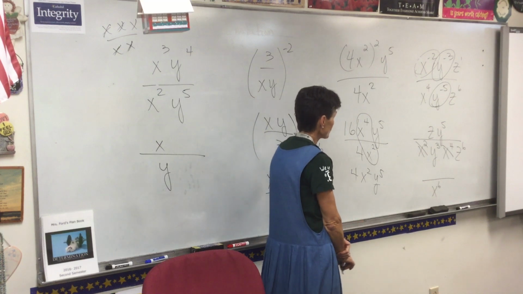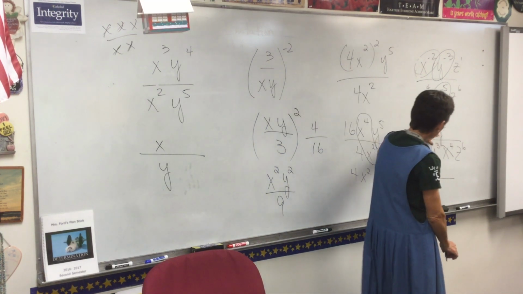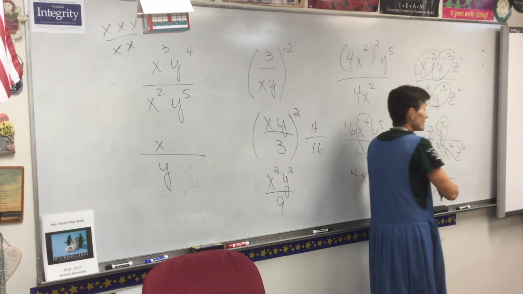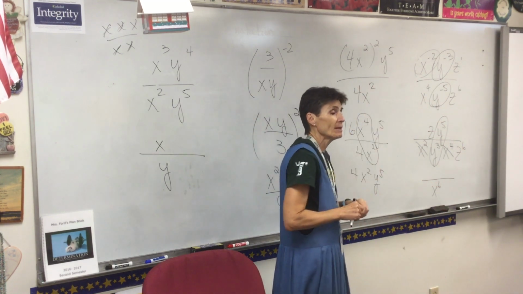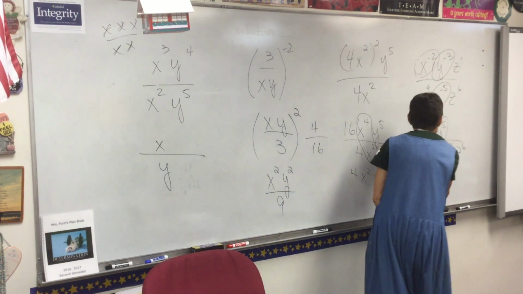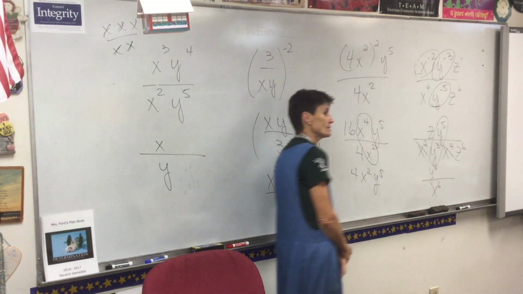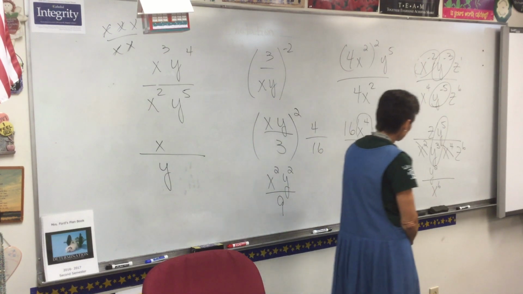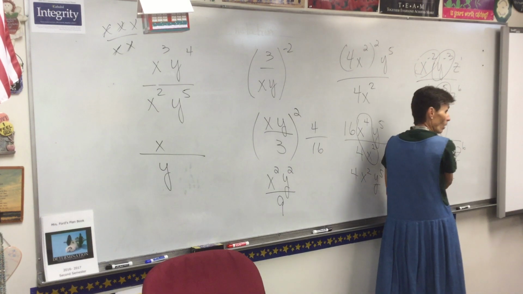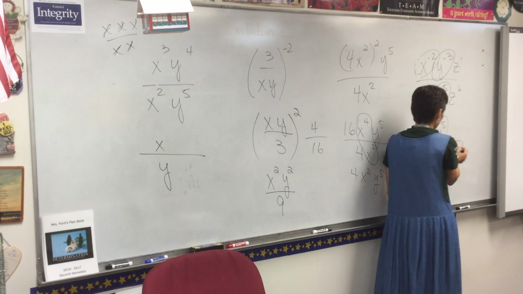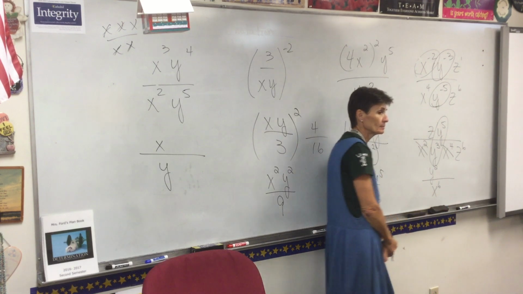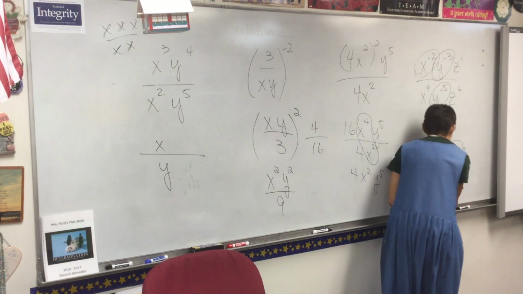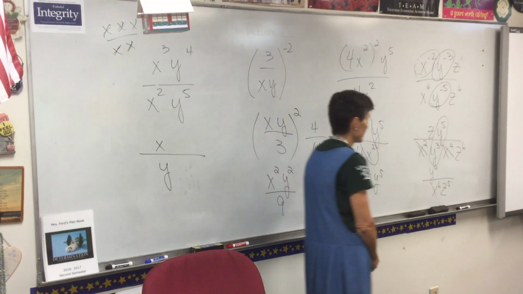Now let's look at our y's. What's going on with our y's? Well, we got some y's on the top and some y's on the bottom, right? Who has more? Top. How many more? 2. So we're going to have y squared on the top. And now let's look at our z's. I got 1 on the top and 6 on the bottom. So that will leave me with 5 on the bottom, and there's your answer.